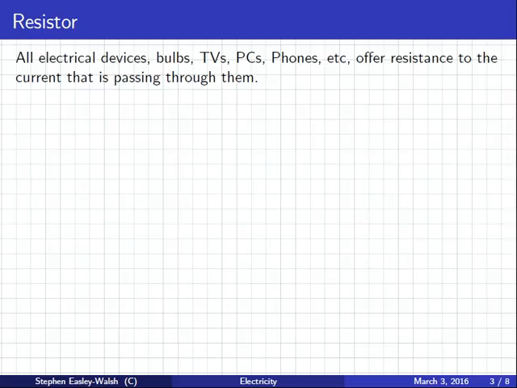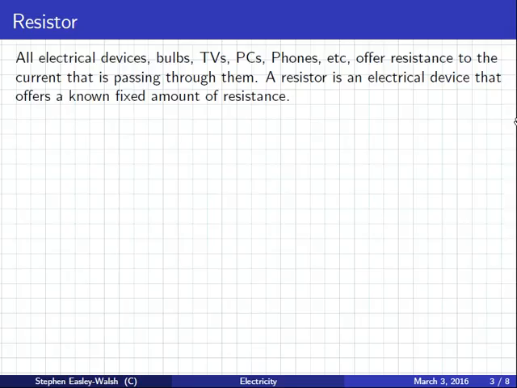Right, everything offers resistance. Everything. So, light bulb, what do you think? Big or small resistance? Pretty, you know, not huge, but big. Small resistance would be, I think, like your laptop, mobile, your tablet, things like this. Computer would be pretty small. Big resistance would probably be a heater. An electric heater would be very big. Cooker, oven, big. Small resistance, maybe laptops and phones and calculators. A calculator would be very small.